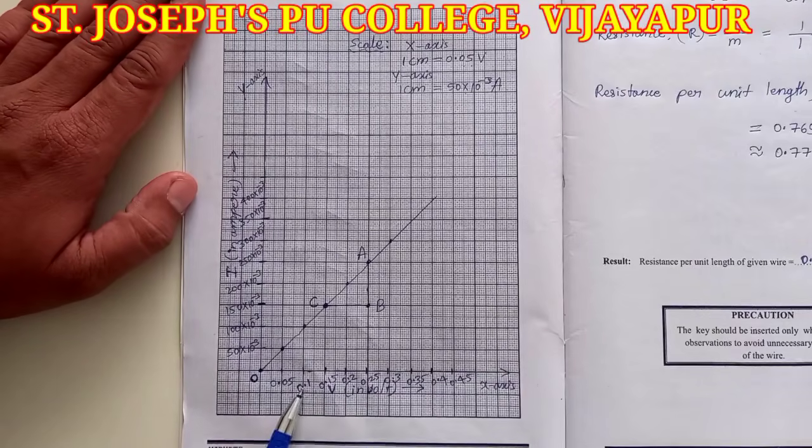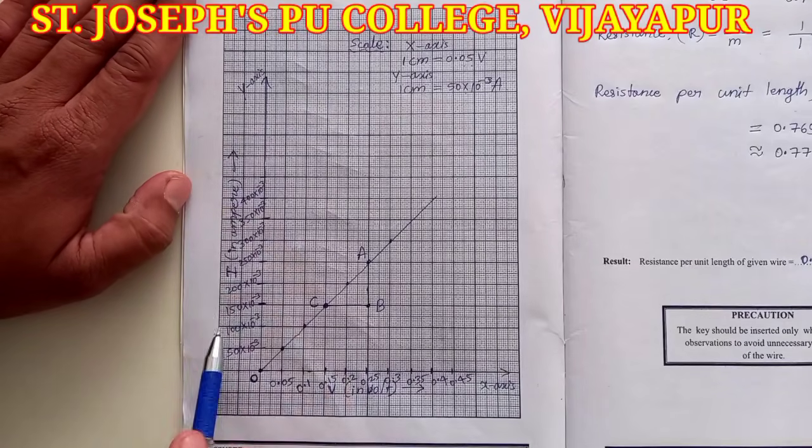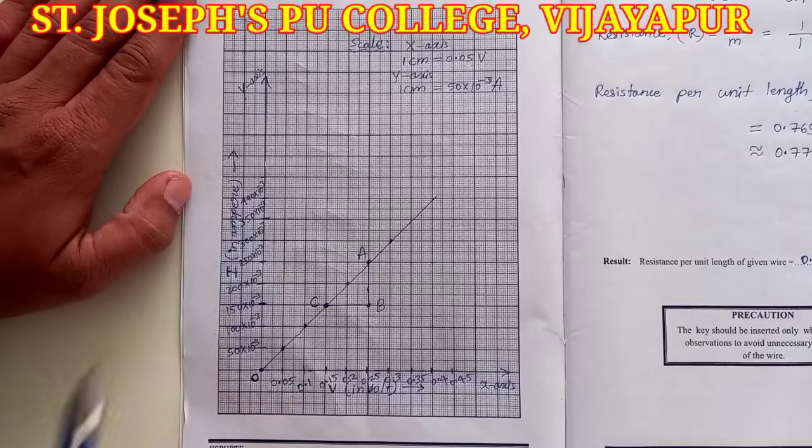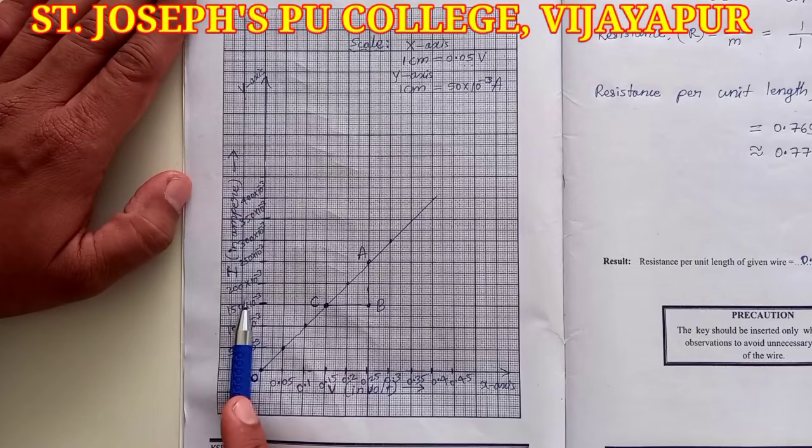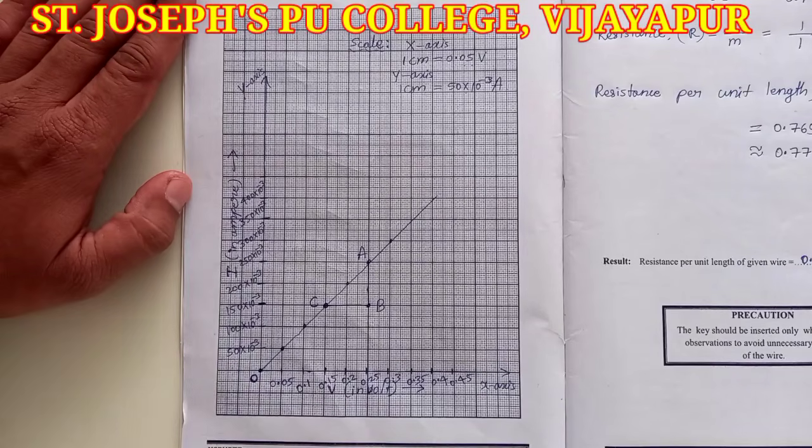Along the x-axis V inverse, along the y-axis current I in ampere. So the x-axis is 0.05, 0.1, 0.15, 0.2 like that. The y-axis is 50 into 10 to the power of minus 3, 100 into 10 to the power of minus 3, 150 into 10 to the power of minus 3 like that.